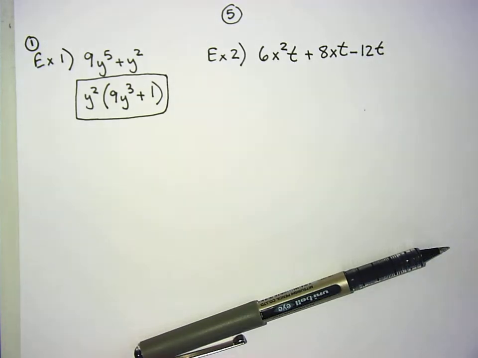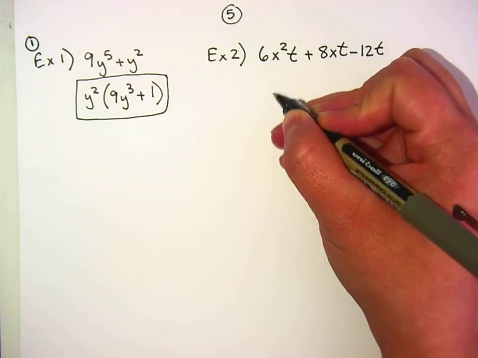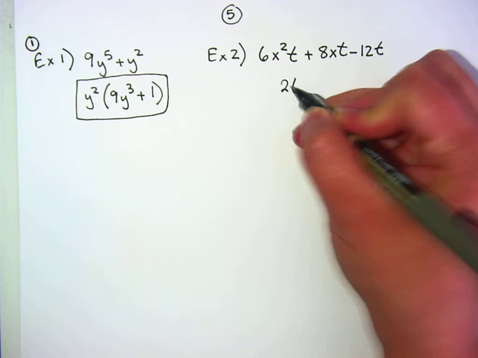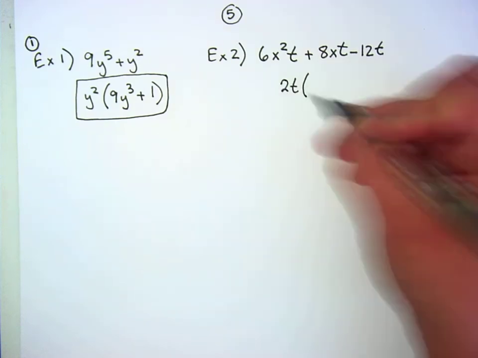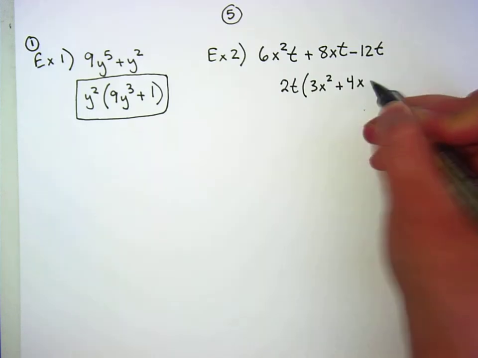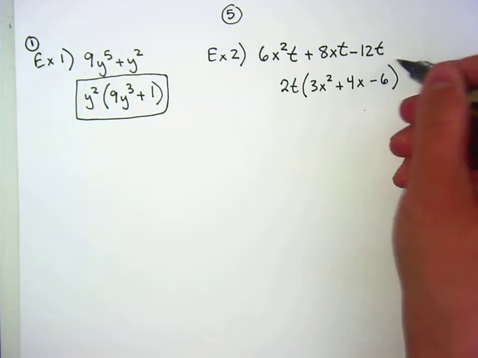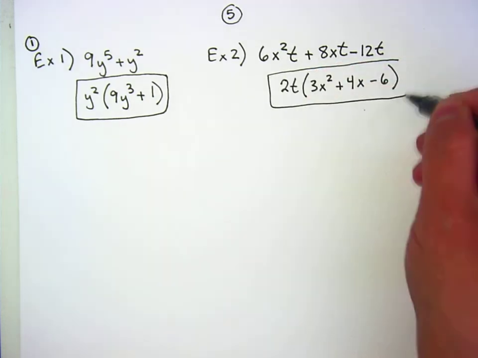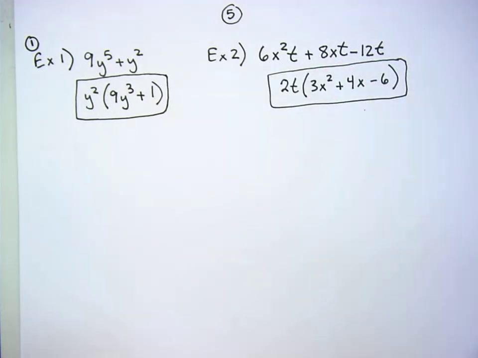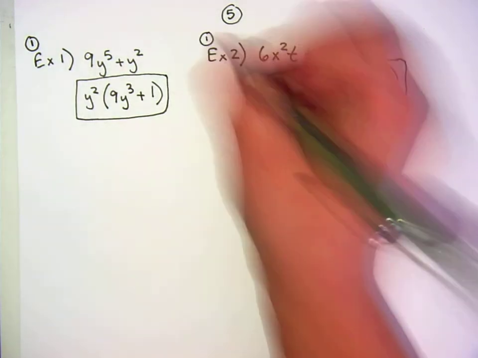Okay. So in all three of them, you can factor out a 2 and a t. Good. So it'd be 2t and then 3x squared plus 4x minus 6. This is perfect. Nice job. Go grab a prize. Do you want a fortune? No. That would be crazy. All right. This is also an example in number 1.